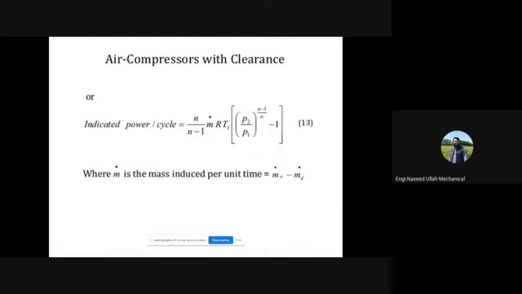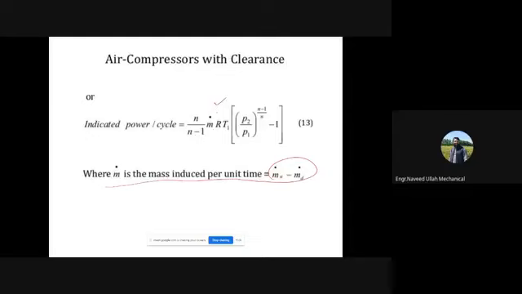ठीक है जी, बल्कि यहाँ पे लिखा भी है. अच्छा, m dot bar is basically the induced mass per unit time. Or this is actually, if you want to find out the indicated power per cycle in terms of pressure ratios, तो ये भी हमने डिस्कस किया था. अच्छा, there is no need to discuss this कि भाई pressure ratio कैसे हम करते होते हैं. ठीक है, you can just take it.